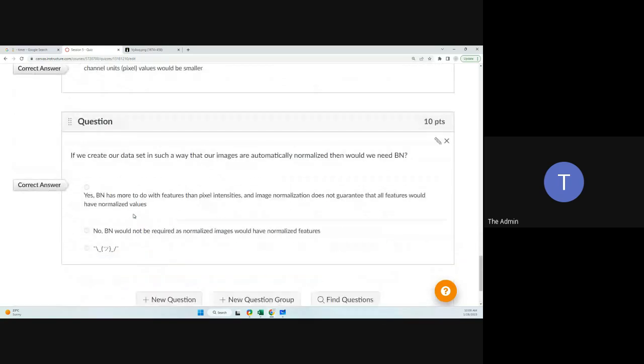Okay, last question. Now, if you create a dataset in such a way that our images are automatically normalized, then would we need batch normalization? Yes, because we have only fixed the problem for the first layer. But for the future layers, we still need to add BN to make sure that all the other channels are also normalized between 0 and 1.